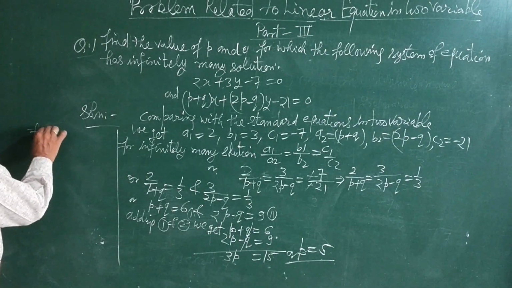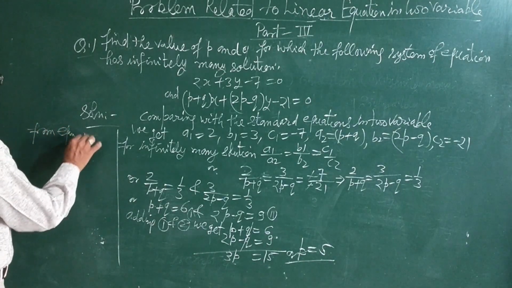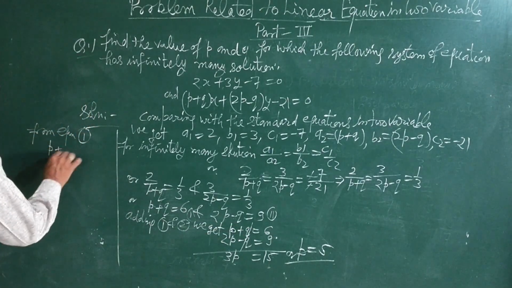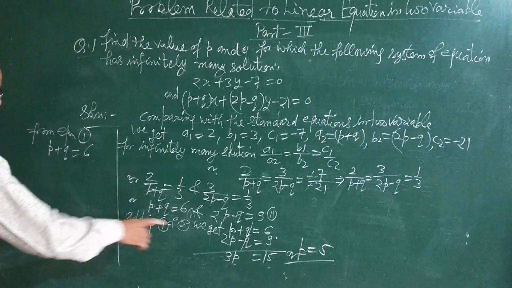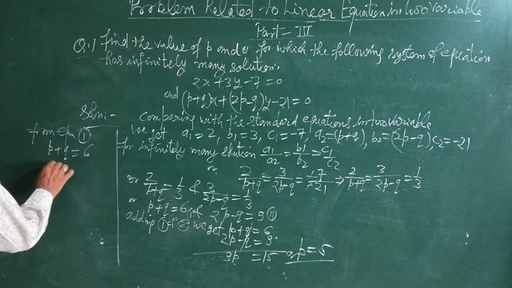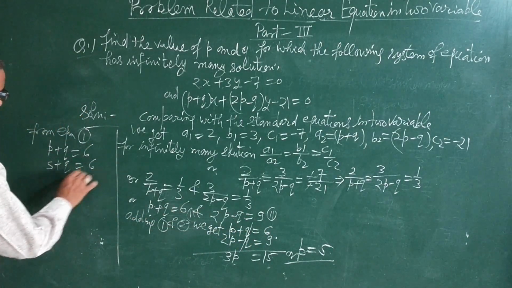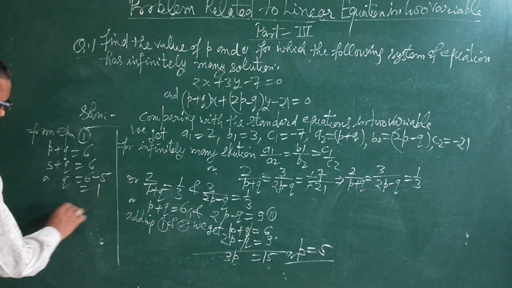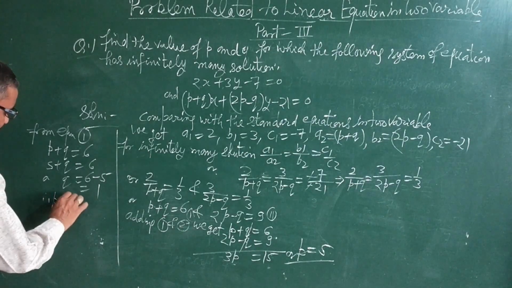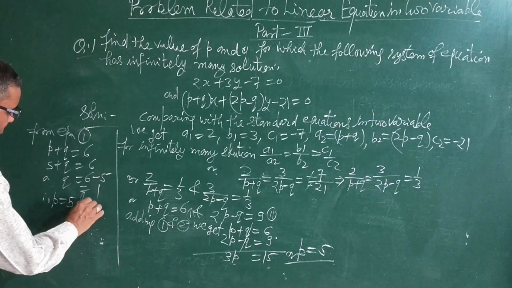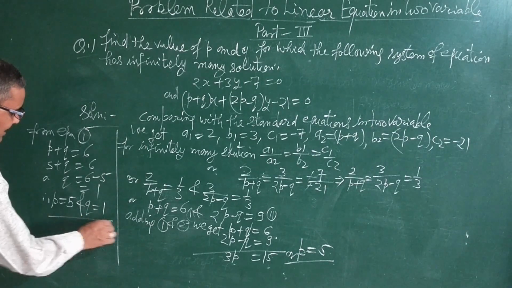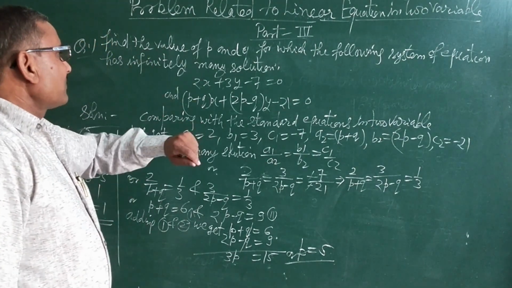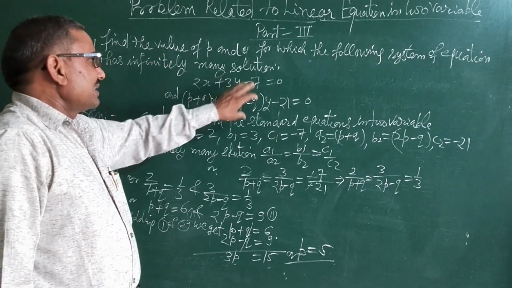From equation first, P plus Q is equal to 6. Putting P is equal to 5, 5 plus Q is equal to 6, or Q is equal to 6 minus 5, that is equal to 1. Therefore, P is equal to 5 and Q is equal to 1. This is the required solution. Now, here once again, these two equations are given.